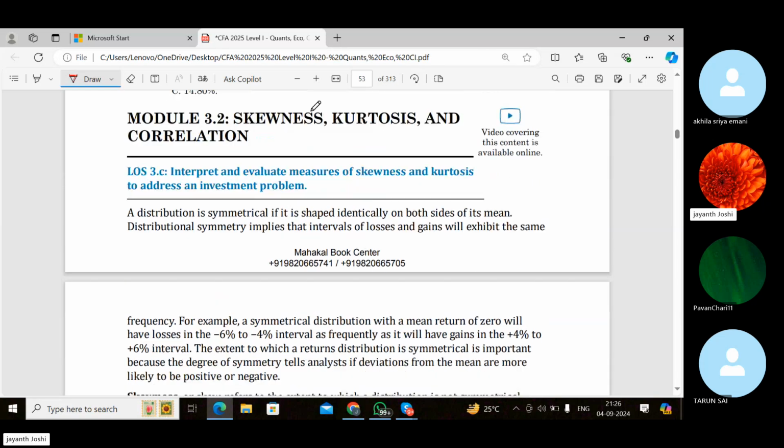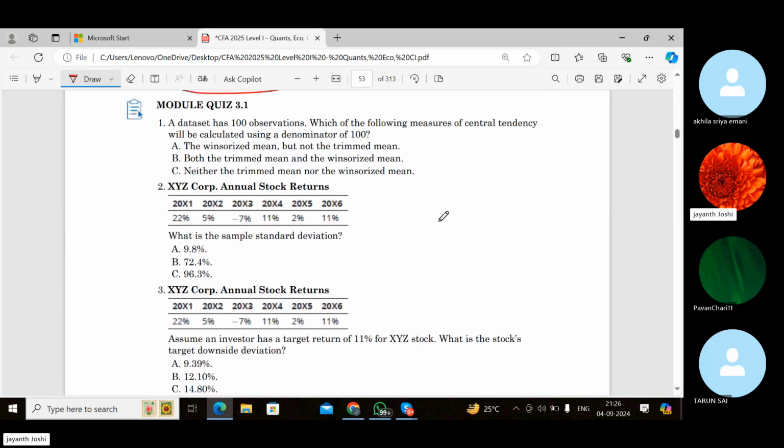Let's come to the next topic, skewness, kurtosis, and correlation. See, I'll explain this one. See, this is a normal distribution. Skewness you can understand very properly with the changes in the shape of the normal distribution curve. See, this is a bell-shaped curve whereby you fix your average returns as 10%, or let's say the class.